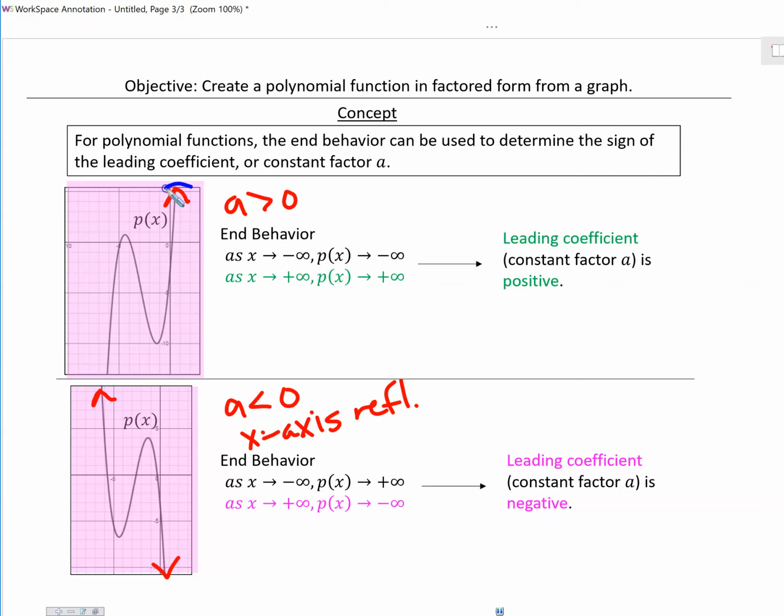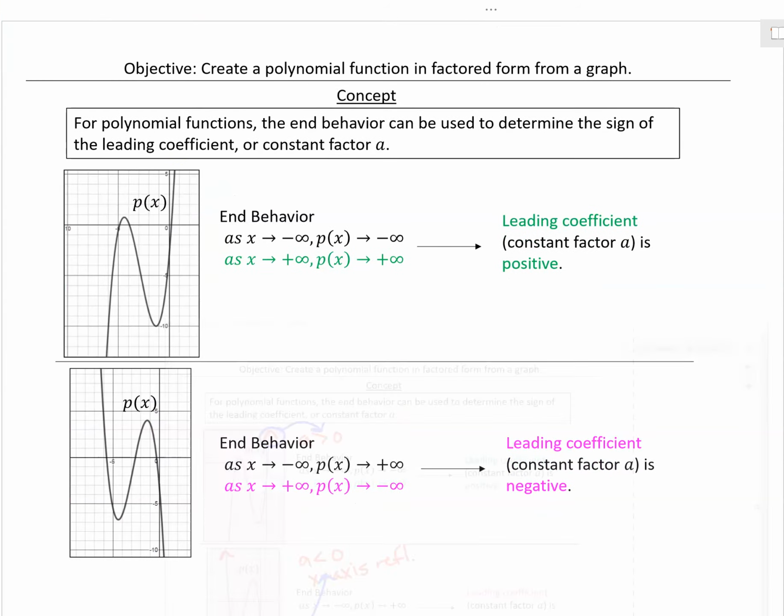If the right end goes to positive infinity, a is positive. If our right end goes to negative infinity, a is negative. But it also corresponds to whether there's an x-axis reflection or not. So I wanted to talk about that.